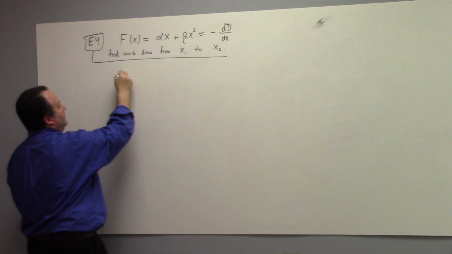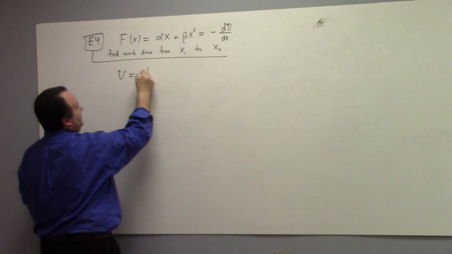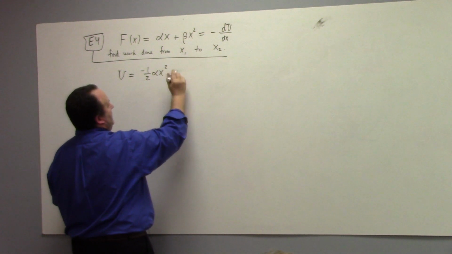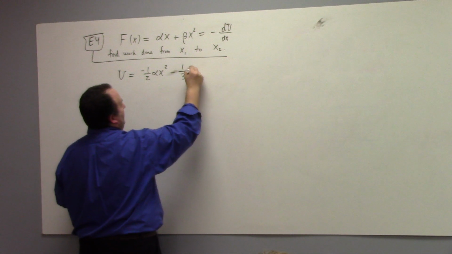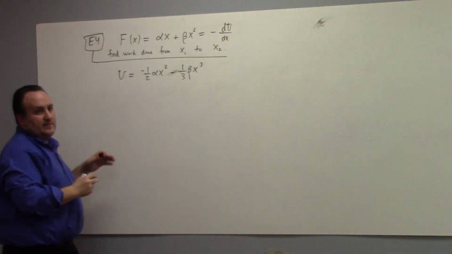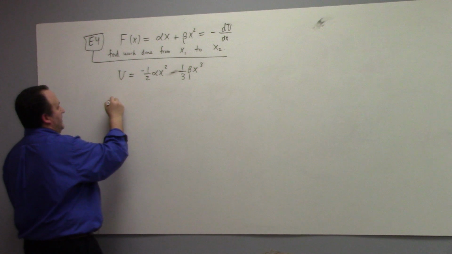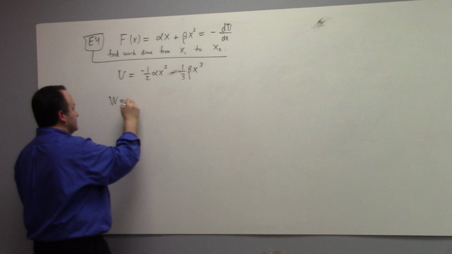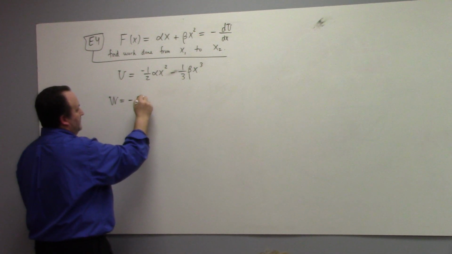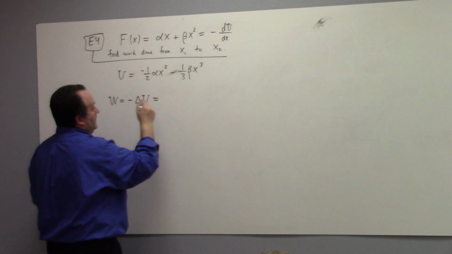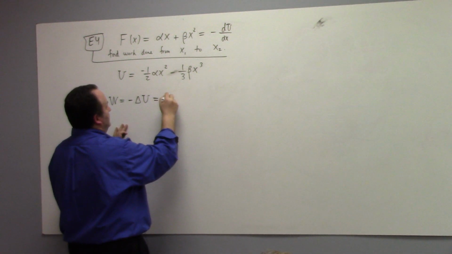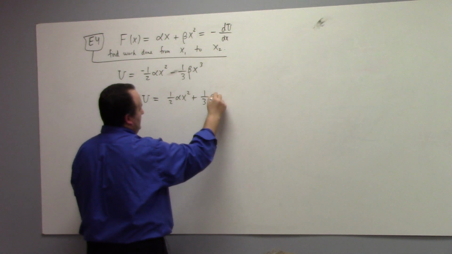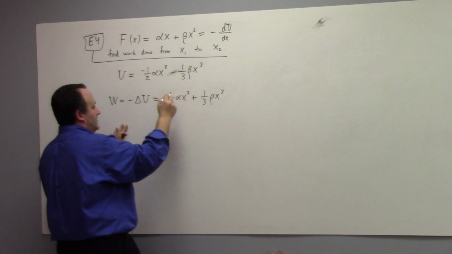I think you're right. I think the potential energy here would just be minus 1/2 alpha x squared minus 1/3 beta x cubed, right? And so if I want to calculate the work done, which would be what? Minus the change in potential energy, yeah? So I could do it that way, you're right. So that'd be like 1/2 alpha x squared plus 1/3 beta x cubed. There's a minus on all that.